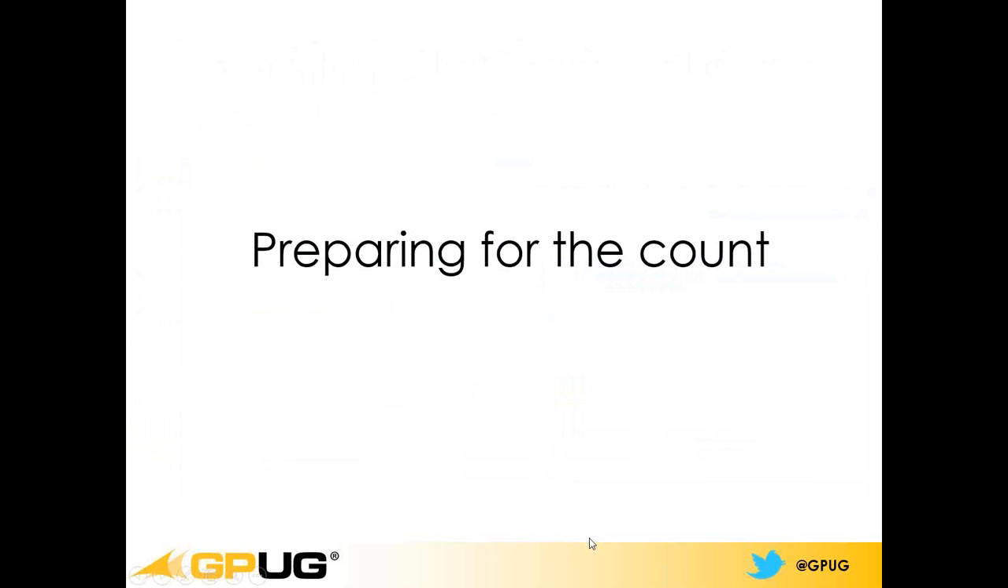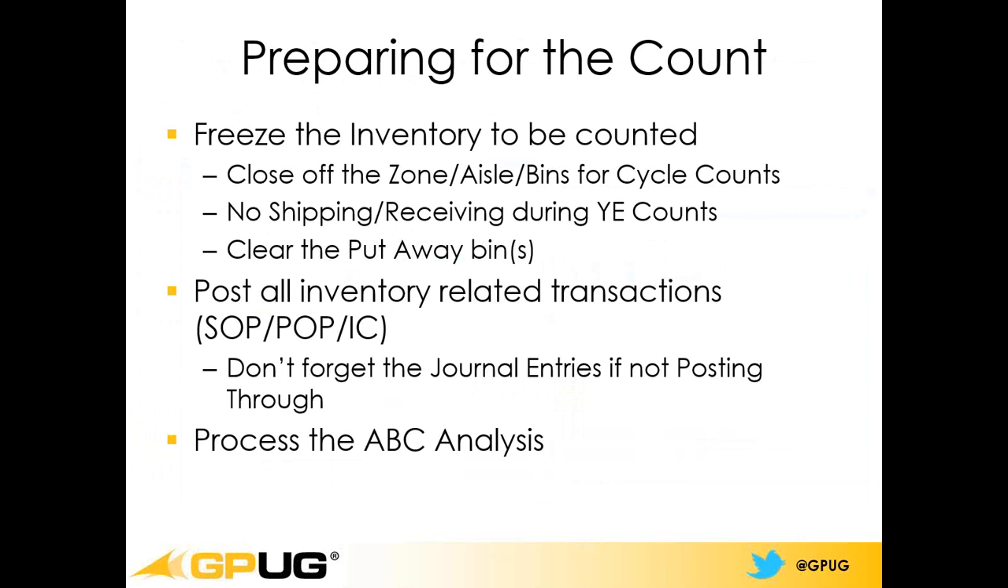Okay, a couple of things about preparing for the count. First is, and this one's outside the system, and it's a fairly standard one, I apologize if it's too standard. You're going to want to freeze the actual inventory to be counted. So close off the zone, close off the aisle, the bins, whatever your cycle count process is. Make sure folks aren't walking in there and taking stuff away just in case you want to recount.